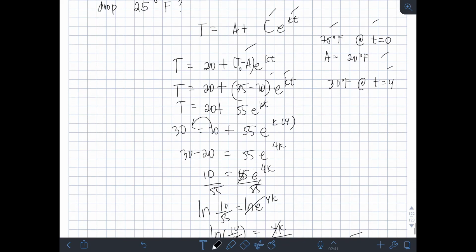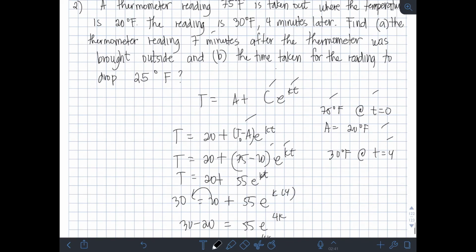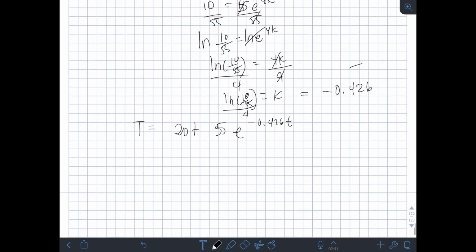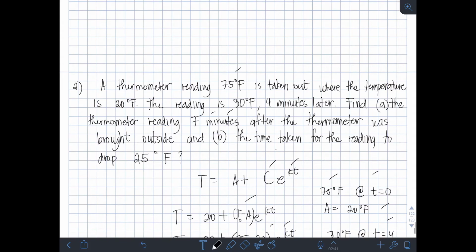Okay, now yung required is hanapin daw natin yung temperature 7 minutes later. So, substitute lang natin sa T yung 7. So, T is equal to 20 plus 55 e raised to negative 0.426 times 7. So, using calculator, ilan ito? So, T is 22.79 degrees Fahrenheit.